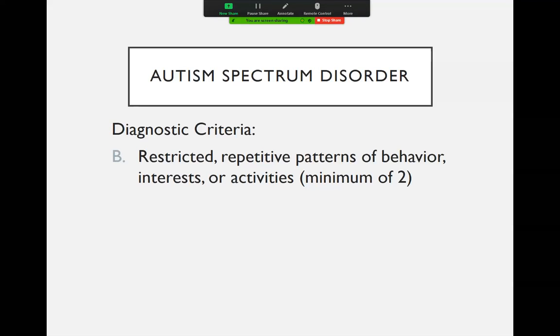Insistence on sameness, where everything needs to be very routine and very rigid. If that rigidity in their routine changes, or there's a substitute teacher at school, or dinner is always at 5 o'clock and mom's running late, so it's not till 7 o'clock. Those things are very difficult for an individual with autism sometimes to be able to adapt to. They have very restricted, fixated interests, and they may become very, very smart in those interests.